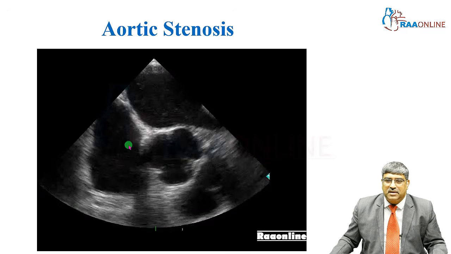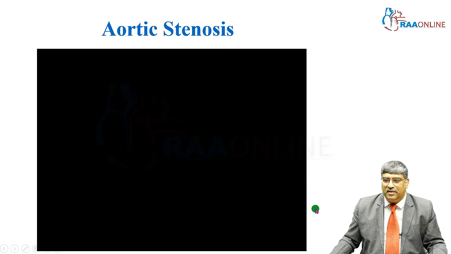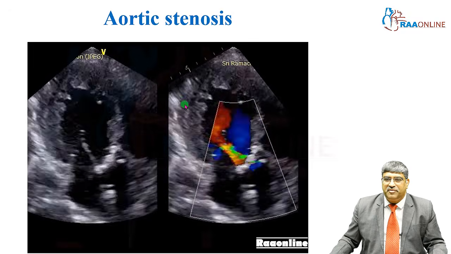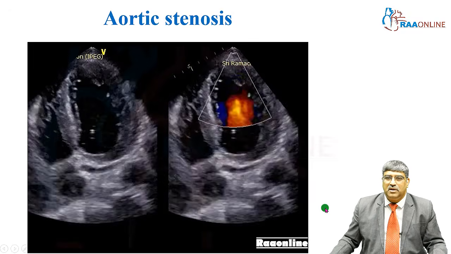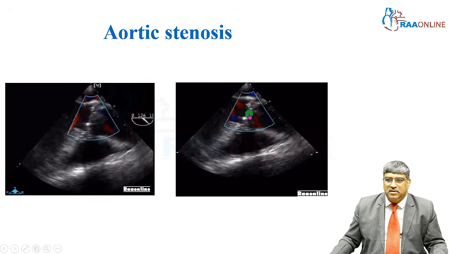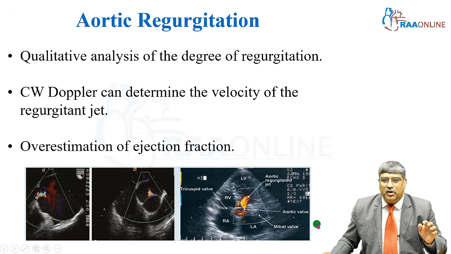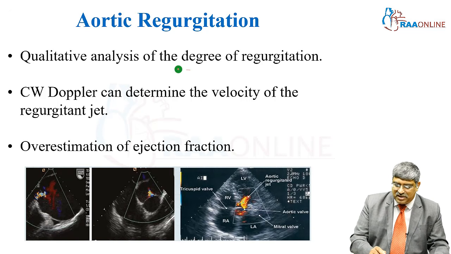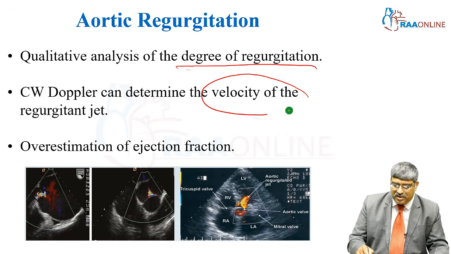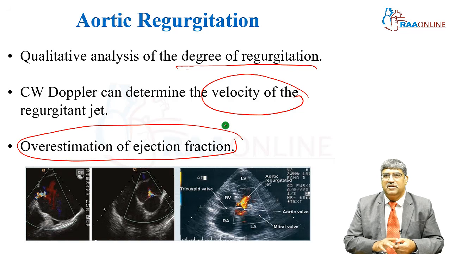Here you can see calcium across the aortic valve and severe concentric hypertrophy of the left ventricle, calcium across the aortic valve. And coming to aortic regurgitation, you have to measure the degree of regurgitation, determine the velocity, again overestimation of ejection fraction.